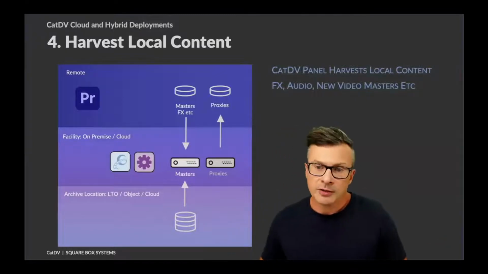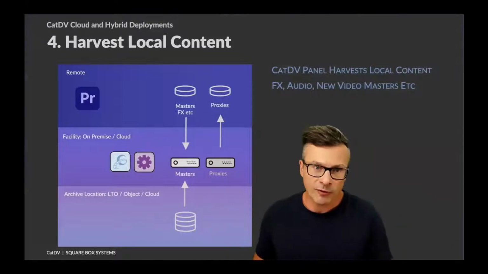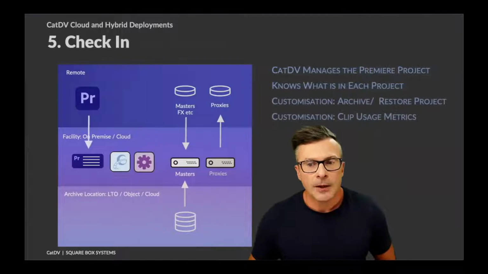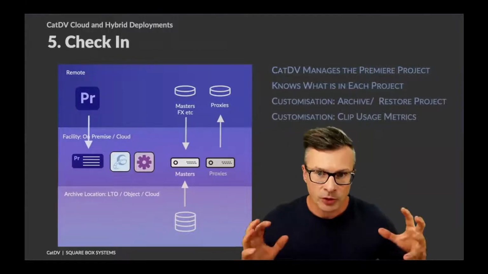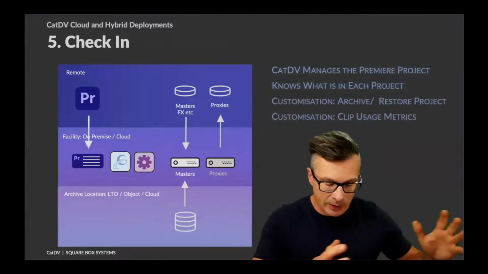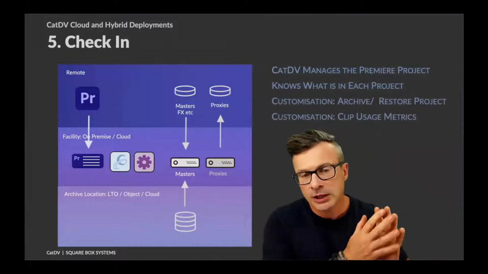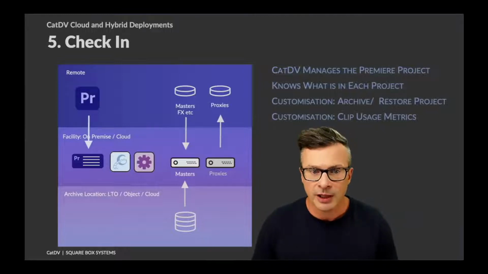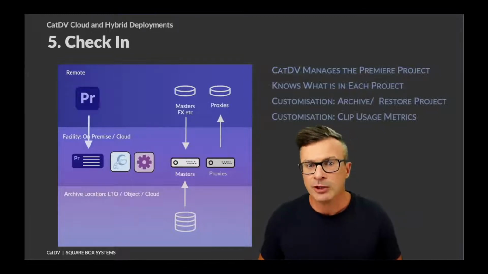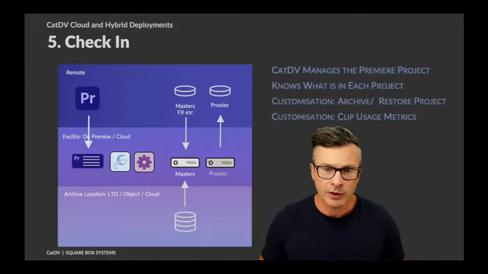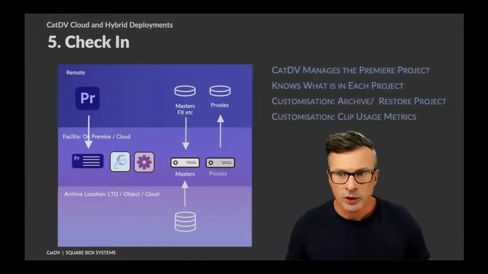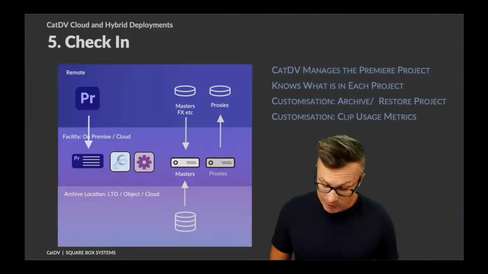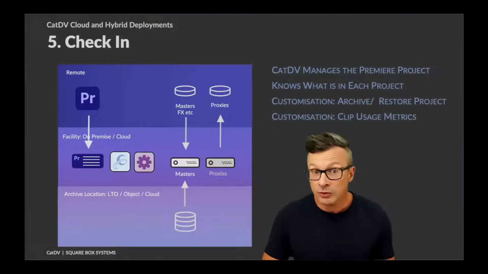So, okay, so we can download the proxies, we can get the new stuff back in. Those are good starts. Then even better, we check in our project. So if we check in our project that's been based on our proxies, check it back into the facility, and what that little icon in the facility is meant to say is that CatDV is now managing that project file with all the content being referred to in it. So we can check that content in. CatDV knows, therefore, what's in each Premiere project file, and we can do all sorts of cool stuff with that.